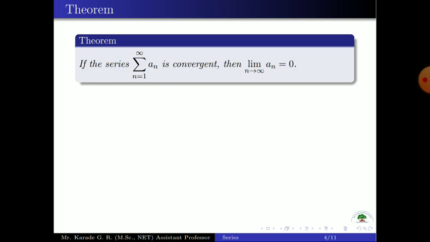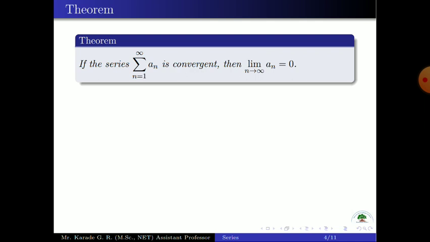Let us take one theorem. The theorem says that if the series summation an, n runs from 1 to infinity, is convergent, then the limit of the nth term of that series, that is, limit of an as n tends to infinity, is equal to 0. So that is simple. If the series is convergent, then the sequence obtained from the terms of that series converges to 0.